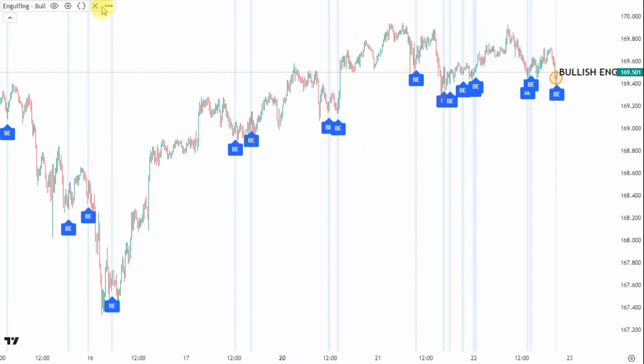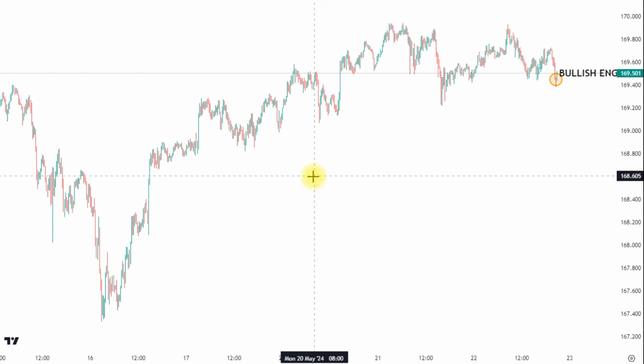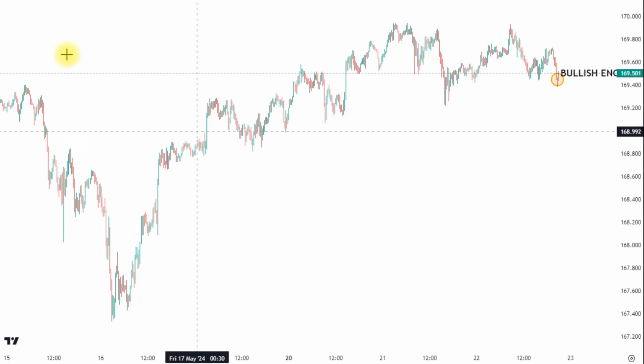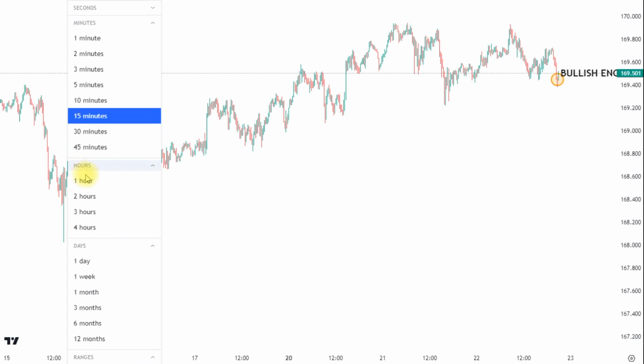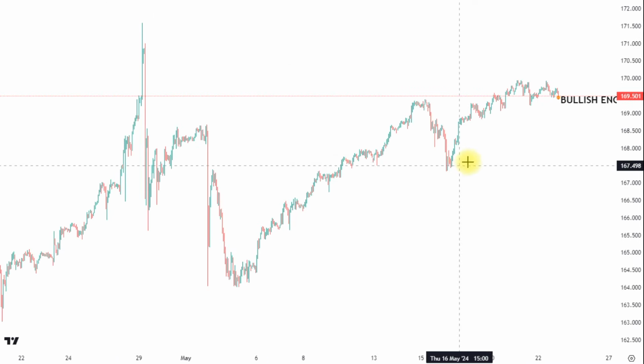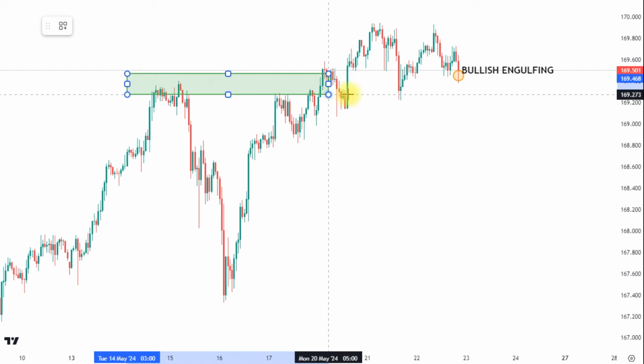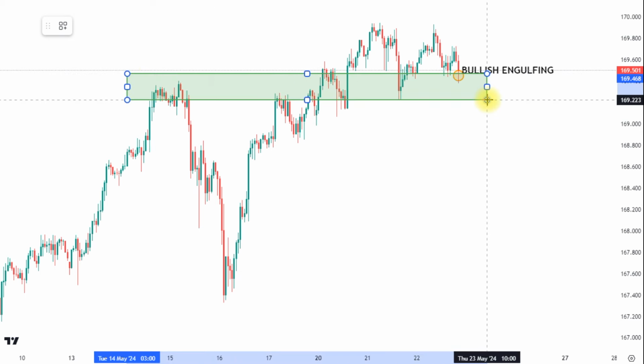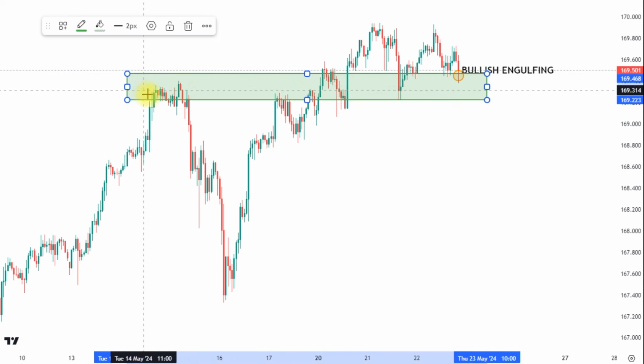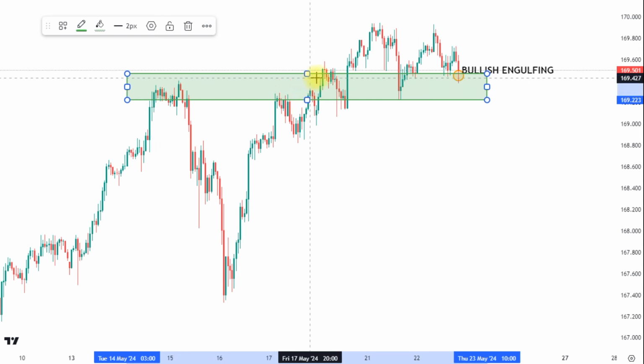I will erase the bullish engulfing candlestick patterns. We don't need them anymore. And I will jump to a little higher time frame to make it easier to take a look at. And you see we are at the moment in an area where the market has reacted quite a lot. Here as a resistance, here and here again. Afterwards it acted as support here.